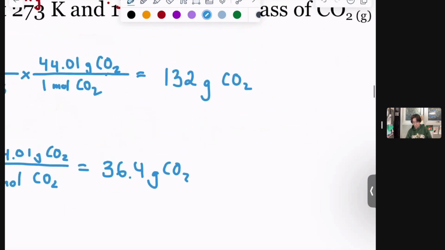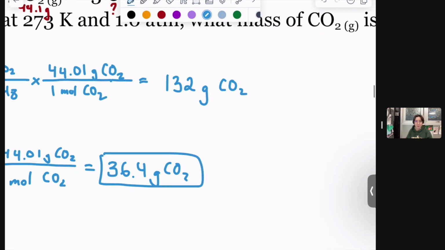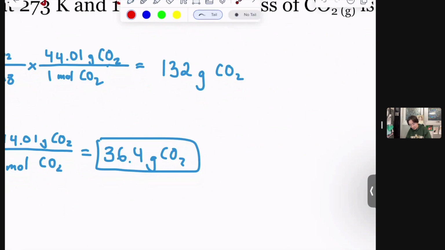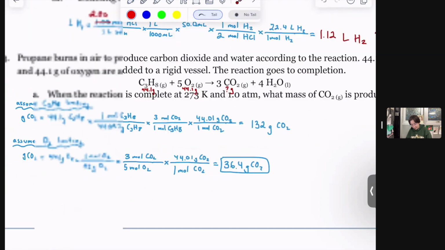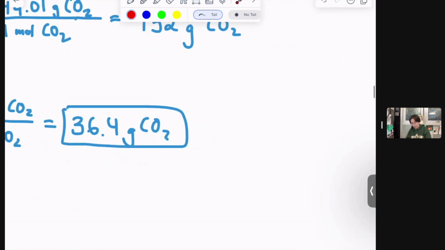So again, we have these two numbers. The theoretical amount I could make if I had plenty of oxygen, but I was relying on that amount of propane I was given, and the amount I could make if I had plenty of propane, but I have to rely on my amount of oxygen. This number is smaller. This is the amount we are theoretically going to make of CO2. I do not make this much CO2 because I have run out of oxygen. My reaction was limited by the amount of oxygen I had. This is my theoretical yield.